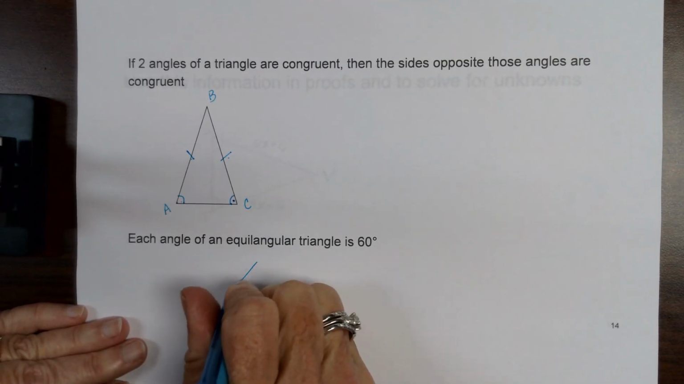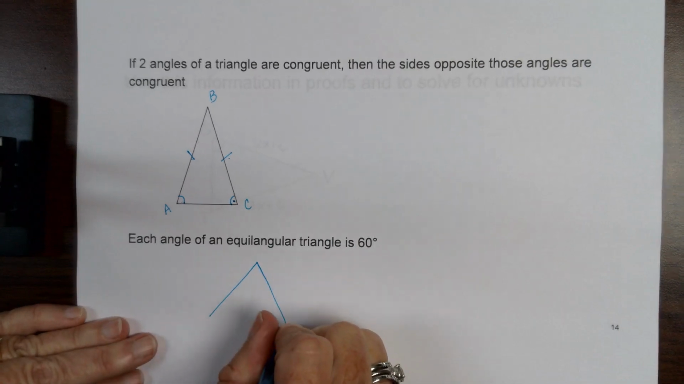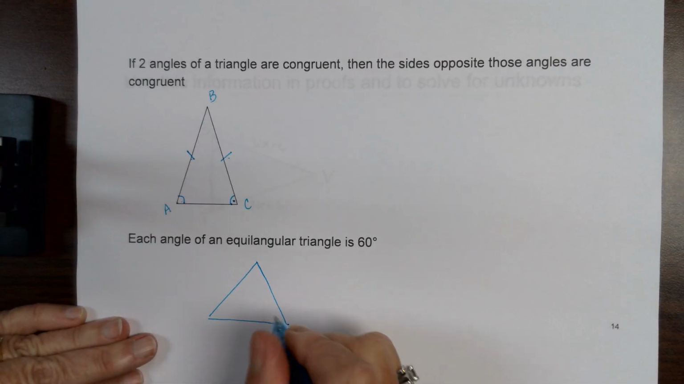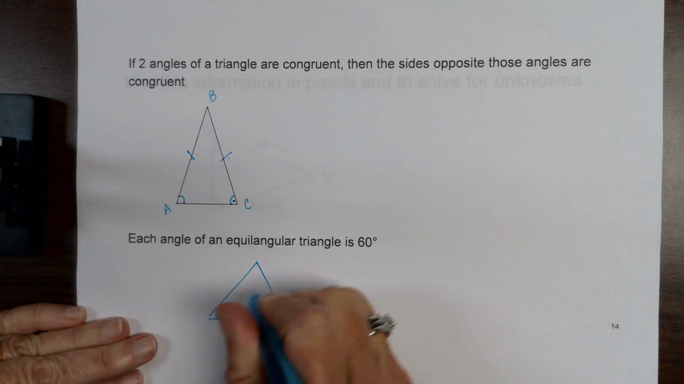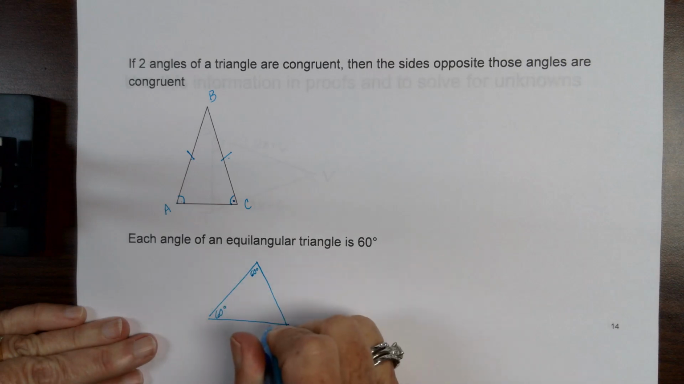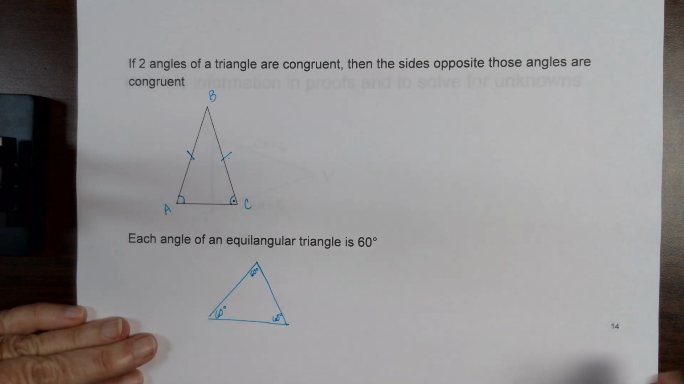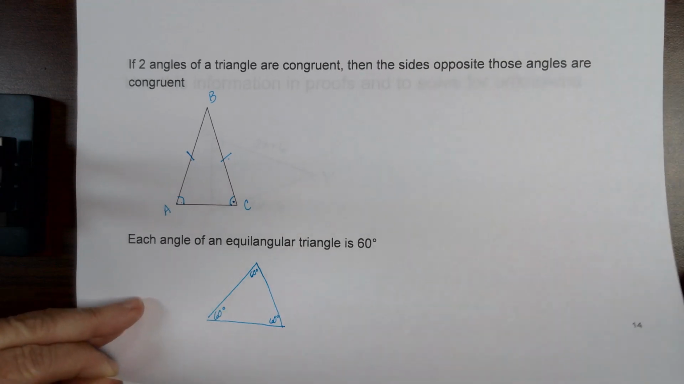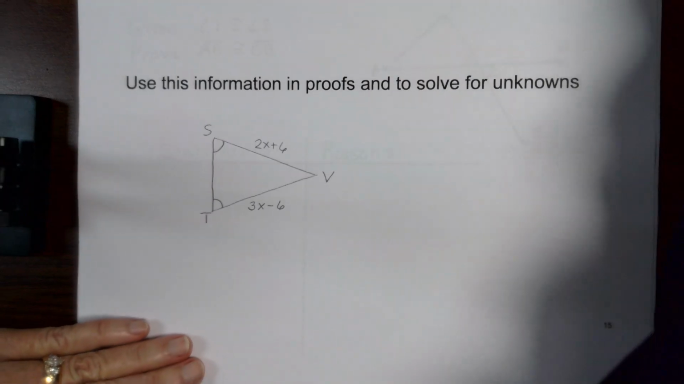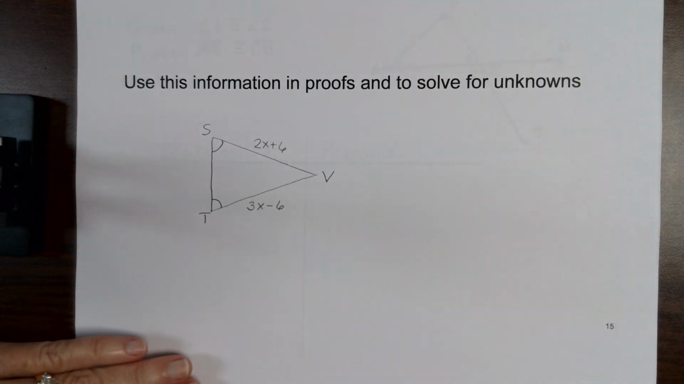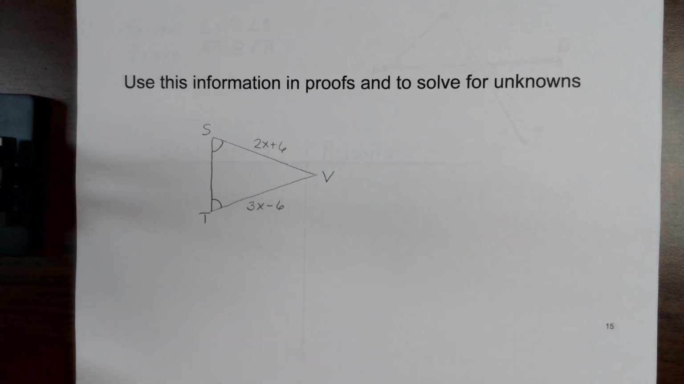Then, and we've already talked about this, if you have an equiangular or an equilateral triangle, each angle would have to be 60 degrees because remember they have to add up to 180. And you'd have to use this information in proofs and in solving for an unknown.